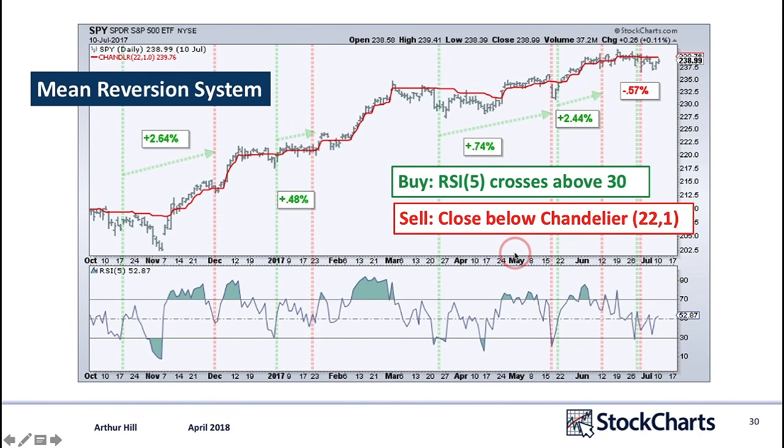So here's the mean reversion system that we're using. This is just a rehash. It's buy when RSI 5 crosses above 30, which is the green vertical lines, and sell when you close below the Chandelier 22,1, which is the red. These are the red vertical lines.